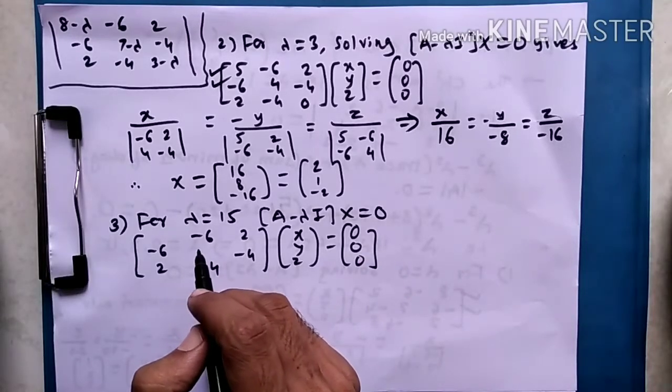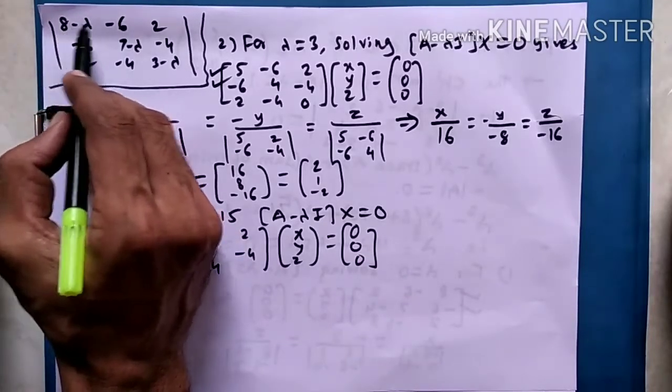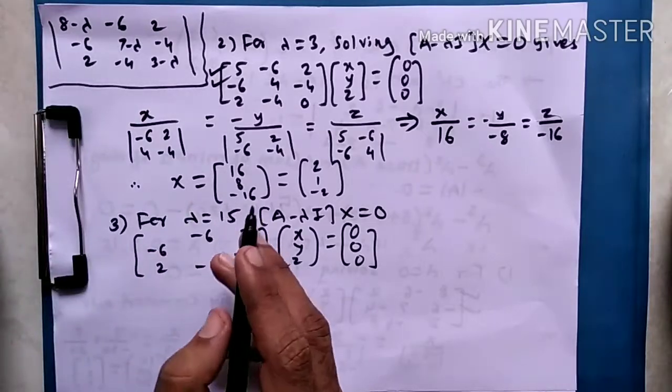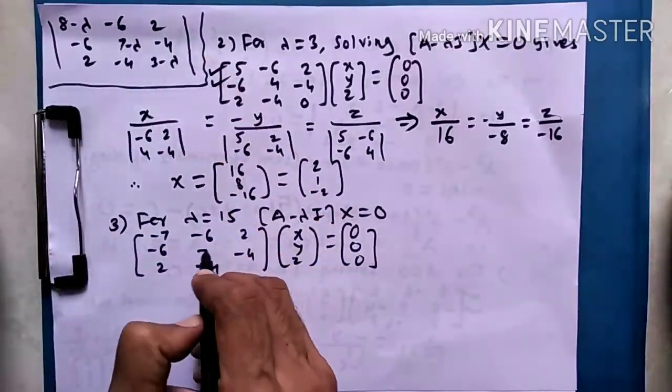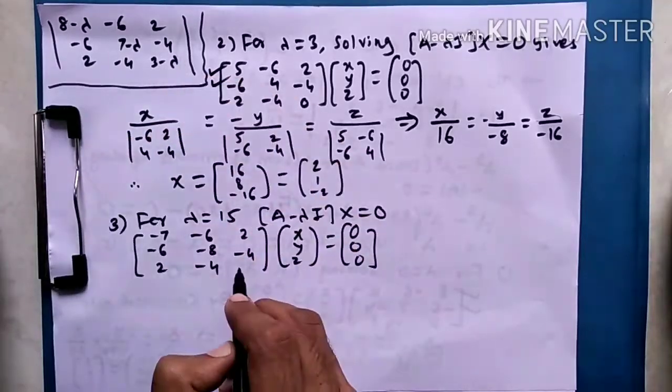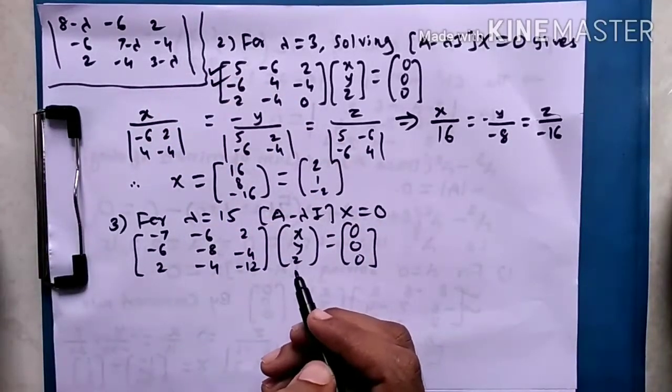Now see what will be the diagonal elements. First is 8 minus lambda. If you put lambda equal to 15, it is 8 minus 15. Then 7 minus 15, and last is 3 minus 15. So you will get this matrix.